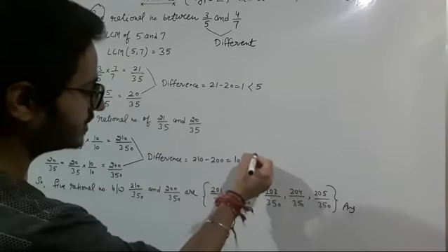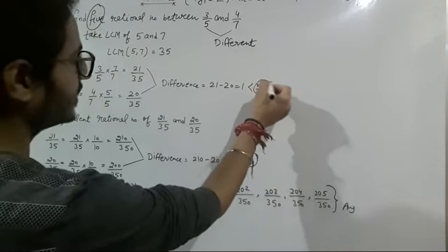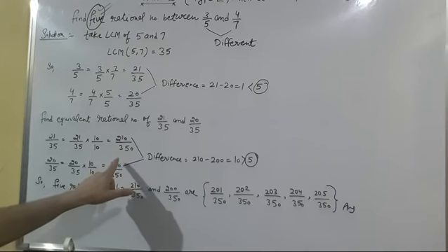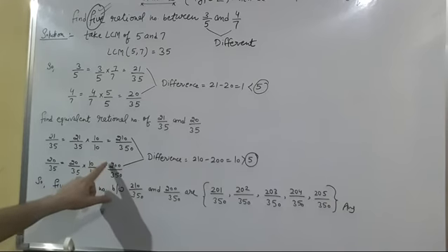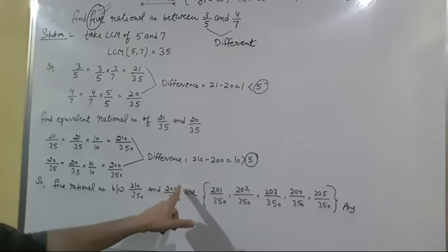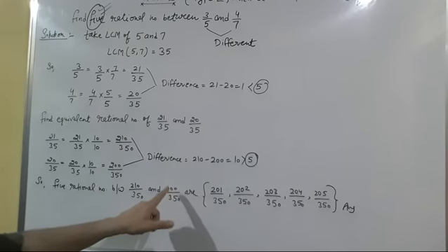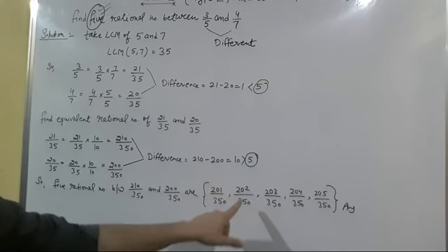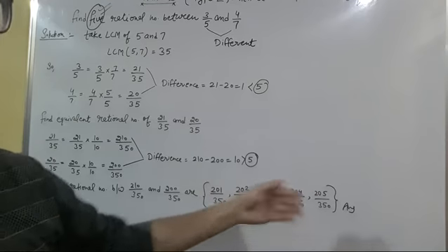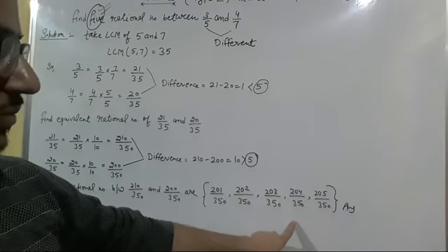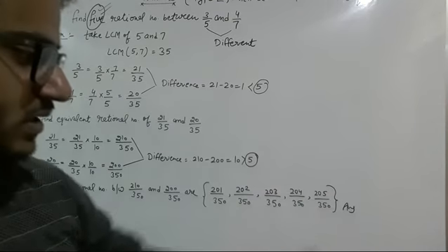Why should it be greater than 5? Because we have to find 5 rational numbers. Therefore the 5 required rational numbers between 210 upon 350 and 200 upon 350 are: start with 200, then we will add 1 to 200, so that it will be equal to 201 upon 350, 202 upon 350, we keep on adding 1, 203 upon 350, 204 upon 350, 205 upon 350.